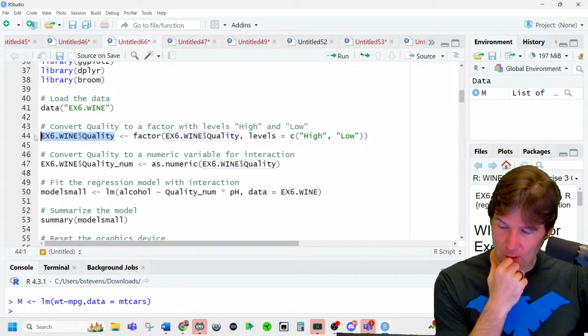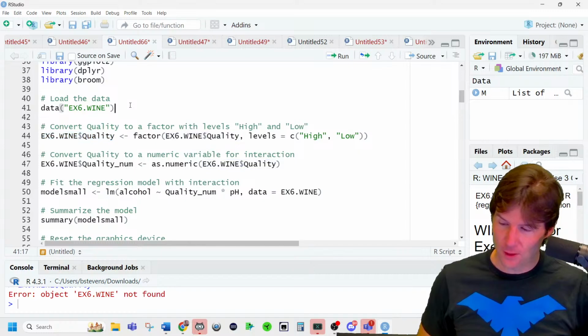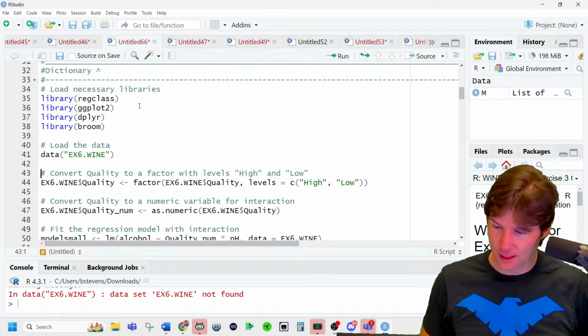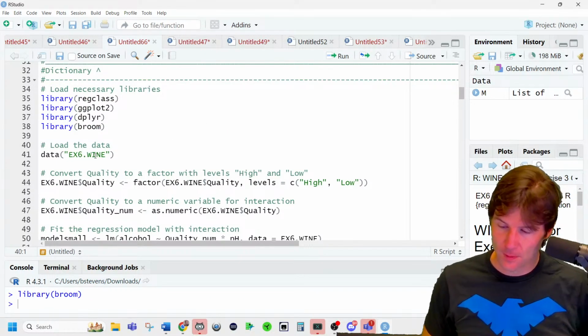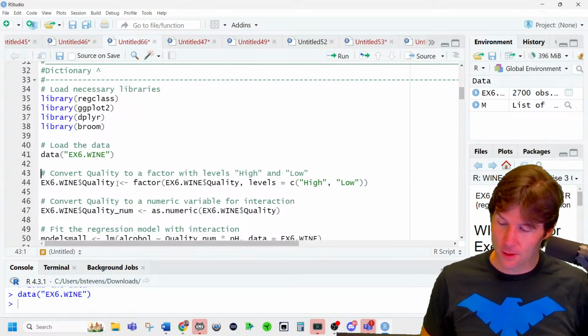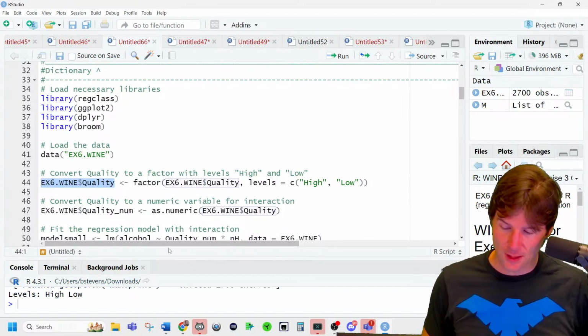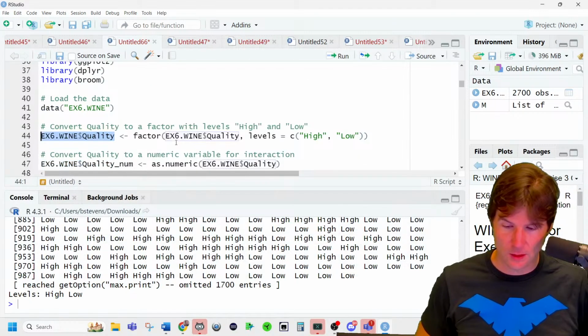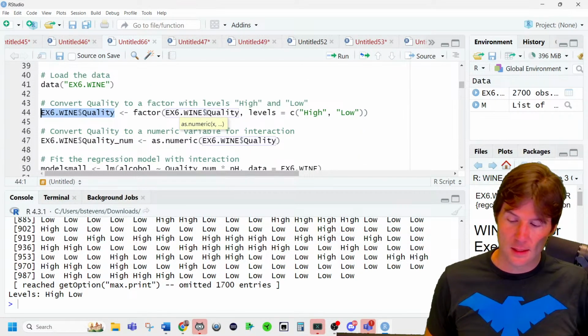Right now, let's look at the quality of wine, and we haven't loaded EX6 wine. We haven't loaded reg class. There we go. Now we can load the wine. Right now, this code actually does nothing. Line 44, which is not horrible, it just does nothing. As in, it is currently high-low.